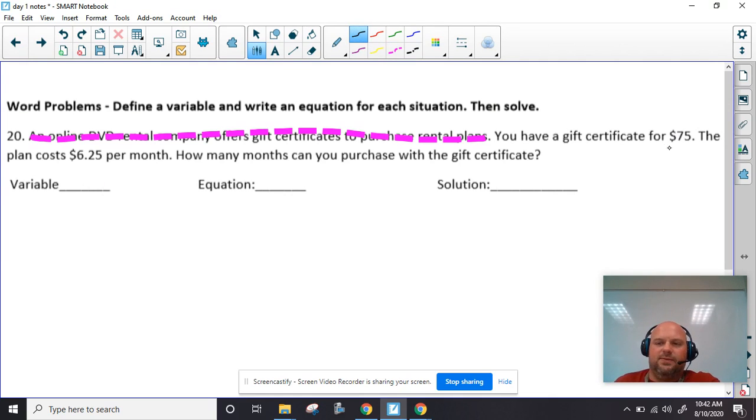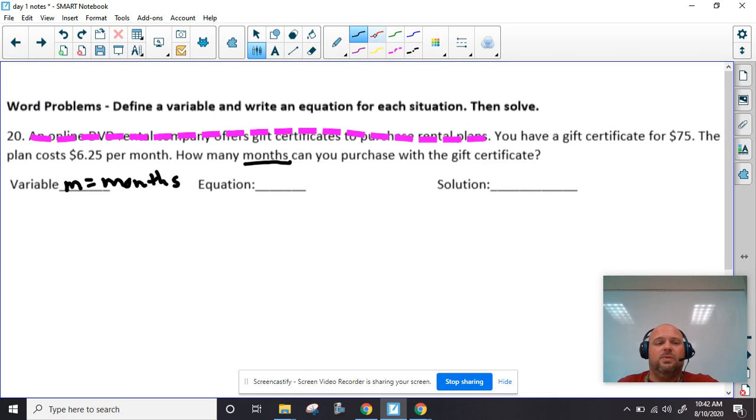I have a gift certificate for $75. The plan costs this much per month. How many months can we purchase with the gift certificate? All right, so think about how many months. That's going to help us define our variable. So I'm going to say M equals months. Now, you could use X if you want to. Totally fine.